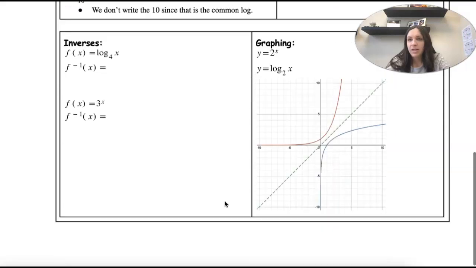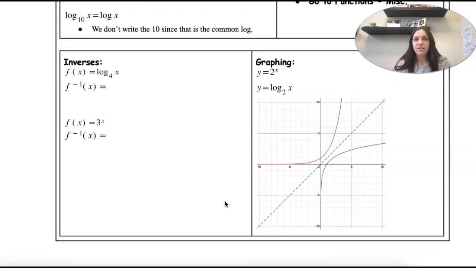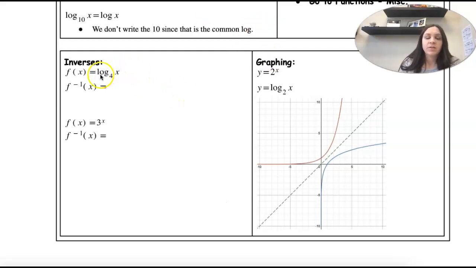So logs and exponentials are inverses, which we've talked about in quarter 1. So if I have log base 4 of x, the inverse function is 4 to the x. So similarly, if I have 3 to the x, the inverse with the log is log base 3.